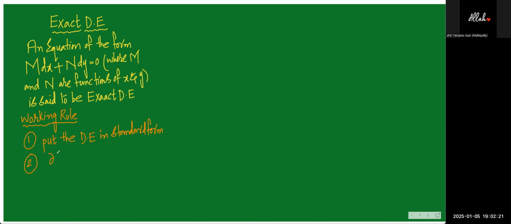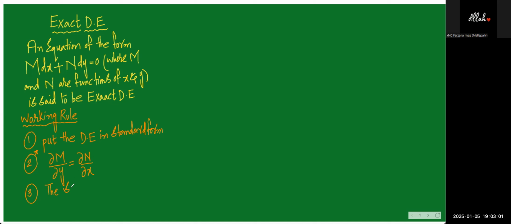Then this is very important: we have to check the condition of exactness. Dou M by dou y is equal to dou N by dou x. This is an important condition, and I will put a star mark on it. If this condition is not satisfied, we have to stop our process immediately, and we say that it is not exact. Then the third step: if this condition is satisfied, meaning if you differentiate M with respect to y partially and N with respect to x partially, and both are equal, then only can we move to the next step of writing the solution.